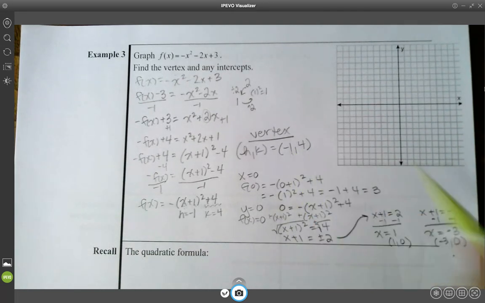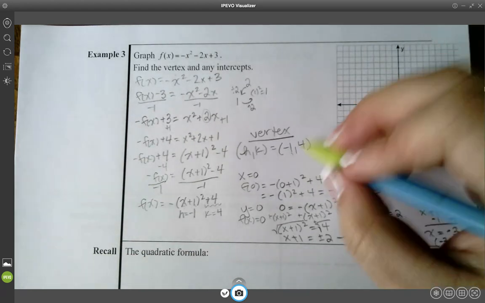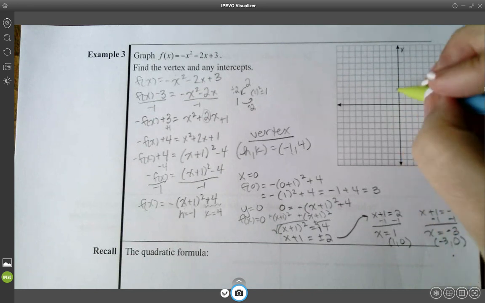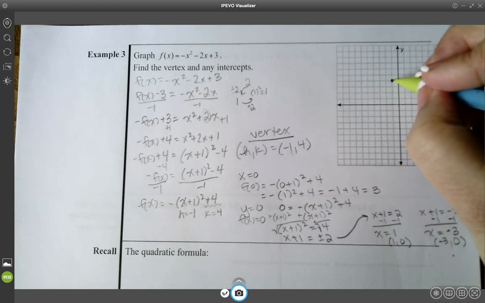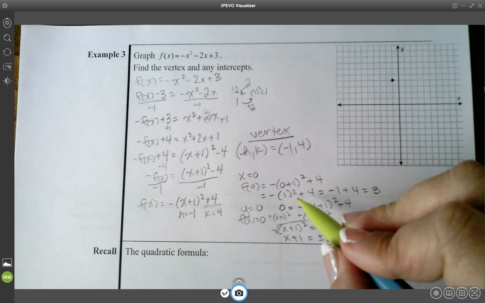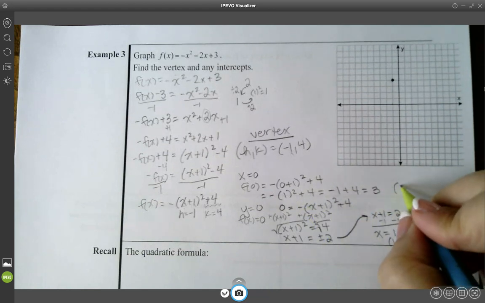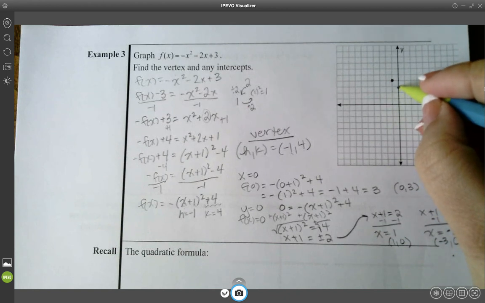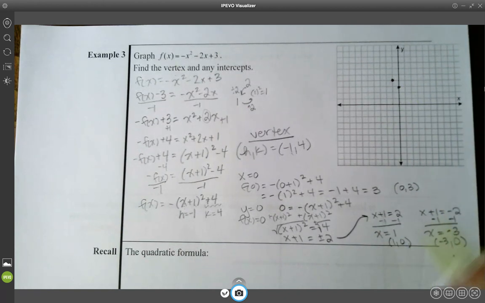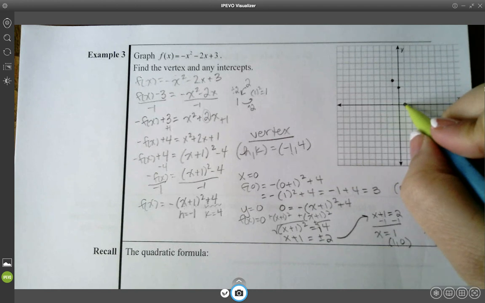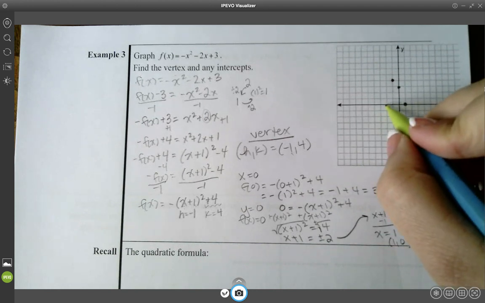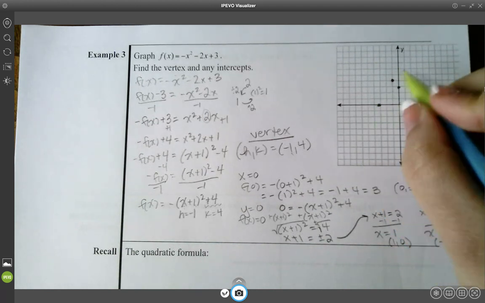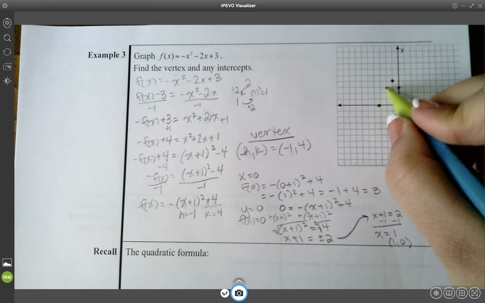Now, these points are all nice to graph on a regularly scaled axis, so we don't have to change the scaling here. Our vertex is at (-1, 4). Our y-intercept is at (0, 3). And our x-intercepts are (1, 0) and (-3, 0). Now notice by symmetry, I could also put a point here.